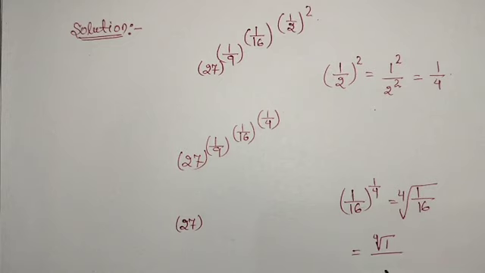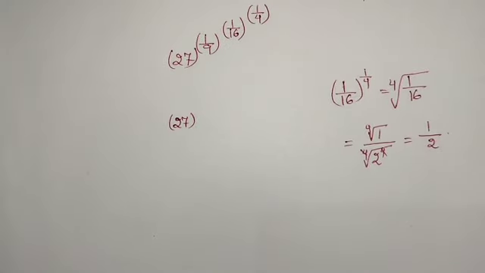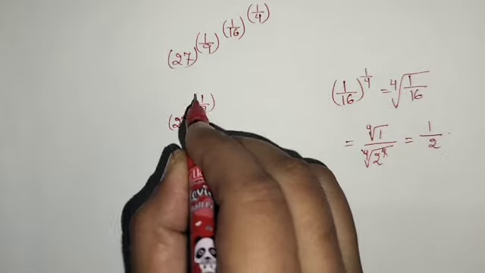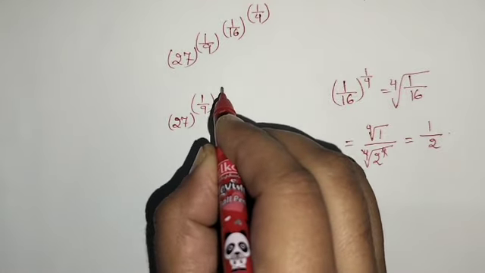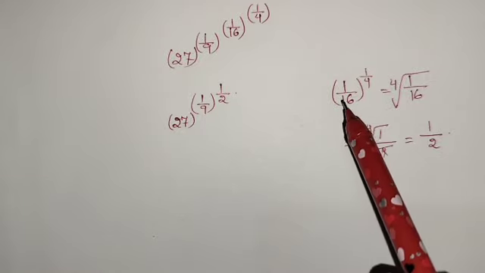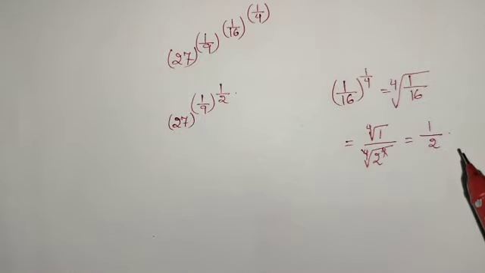1 to the power 4. 16 we split 2 to the power 4 root 4. Then this 4 is cancelled. Then 1 by 2. Yes. Then 27 to the power 1 by 9. Then 1 by 2. Here 1 by 16 whole to the power 1 by 4 we got 1 by 2.